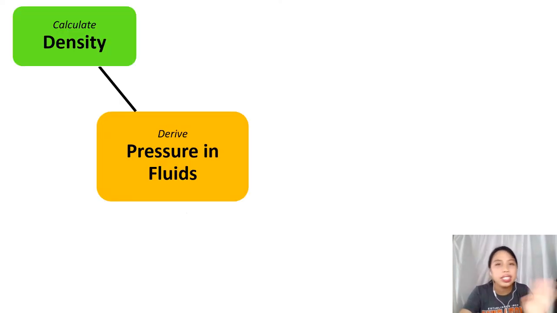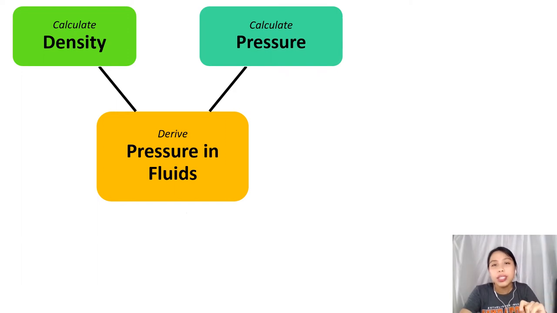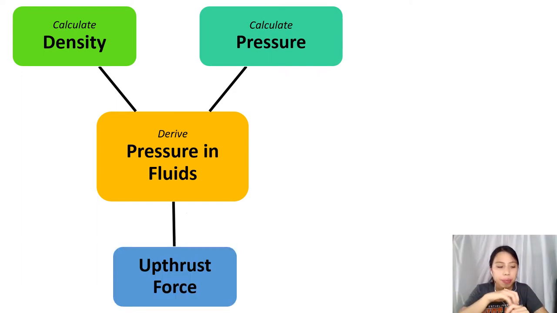Finally, we come to the last key idea, which is upthrust. We looked at pressure of fluids, density, pressure, we are ready. So we're going to take a look at upthrust. At A levels, there's not really a calculation for you for upthrust, but what you need to know is you need to be able to explain what is upthrust, where it comes from.